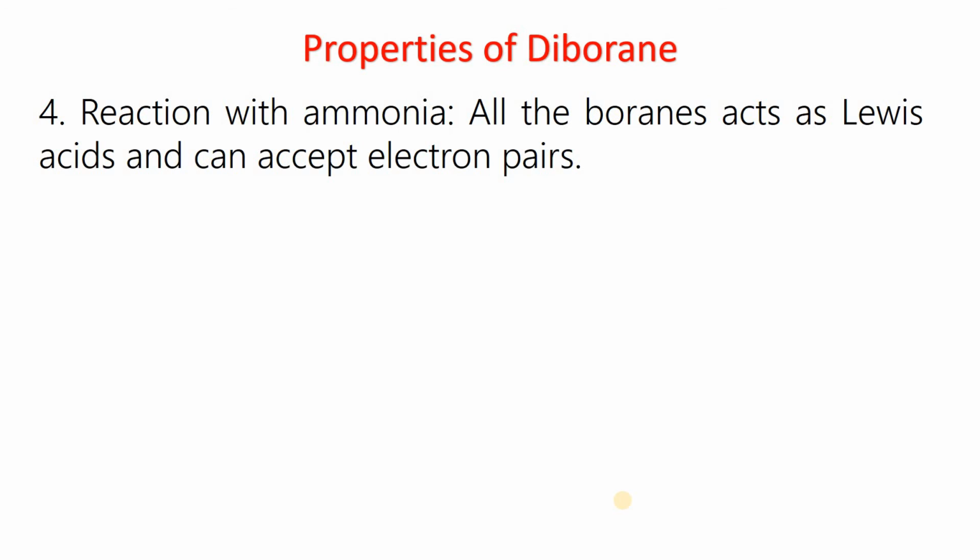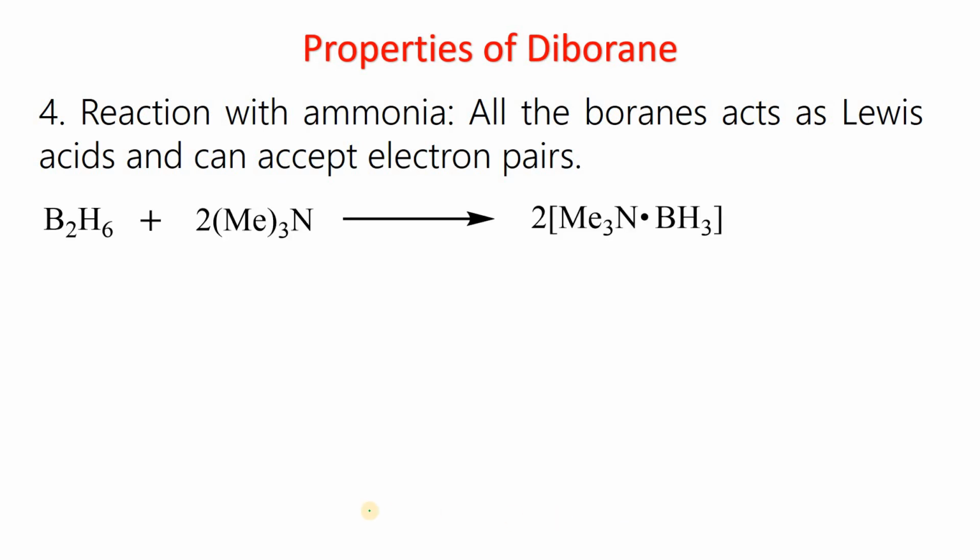Then reaction with ammonia. It is a very important reaction. All the boranes act as Lewis acid because, as we know, the boranes are electron deficient, and the electron deficient compounds are Lewis acid and can accept an electron pair. As we know, ammonia has a lone pair of electrons. It is also a Lewis base, so there is an acid-base reaction. When B2H6 reacts with a substituted amine, it forms an adduct.